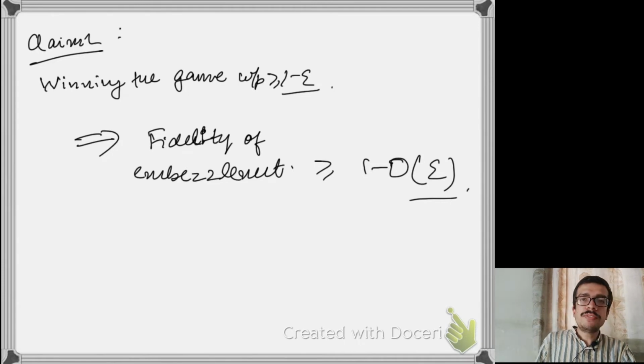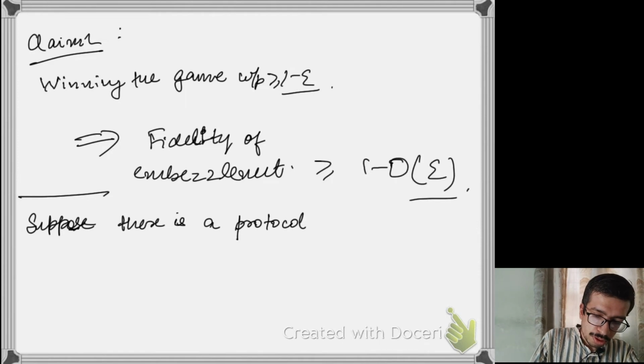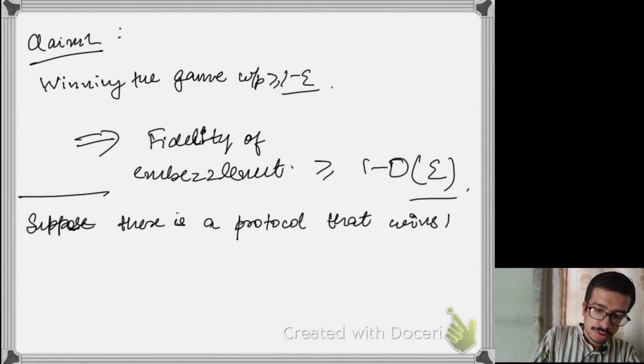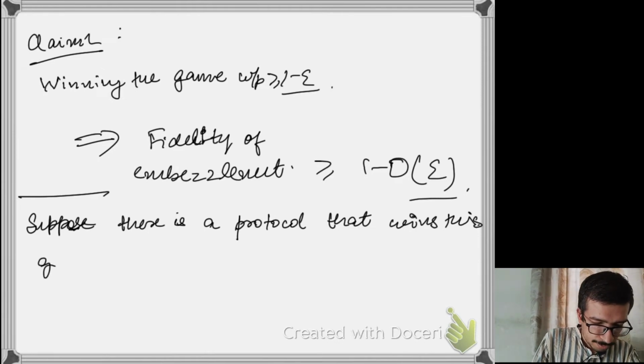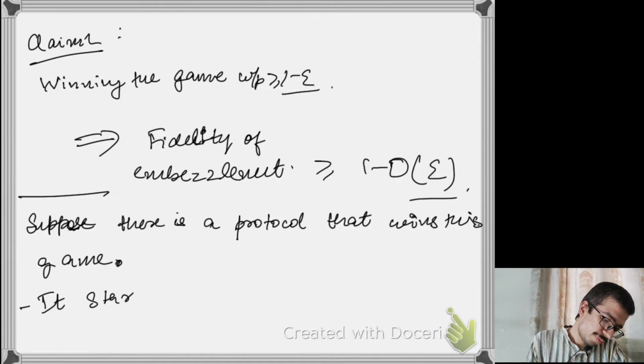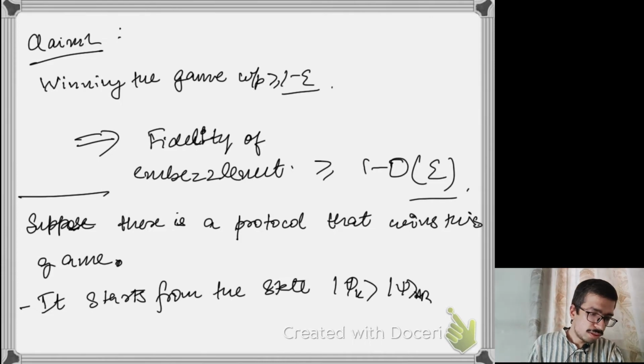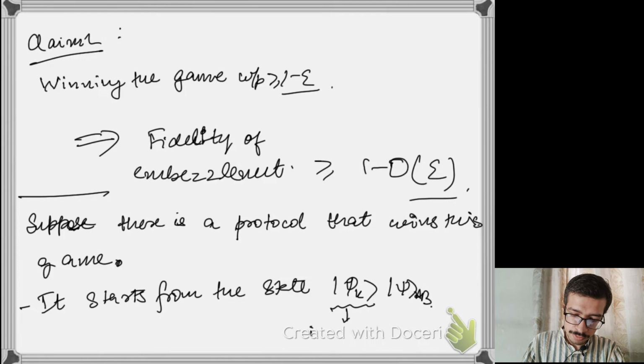Okay. Suppose there is some protocol that wins this game. Okay, so let's say that it starts from the state |phi_k> |psi>_AB. So |phi_k> is going to be my input state, and let's say my |psi>_AB is my resource entanglement.